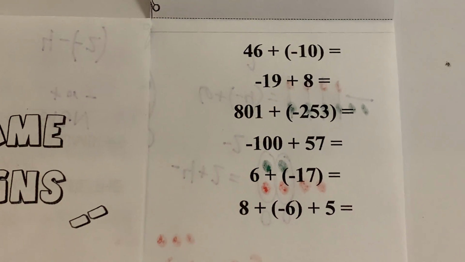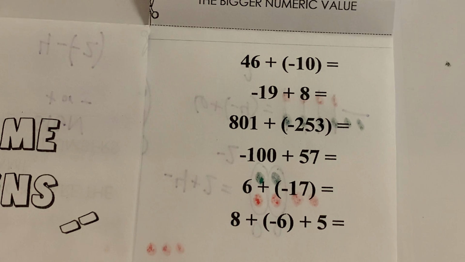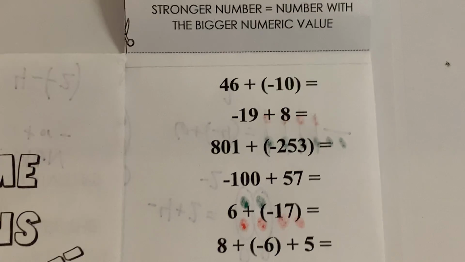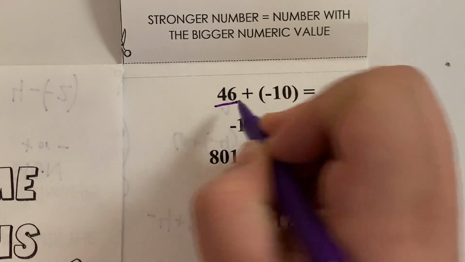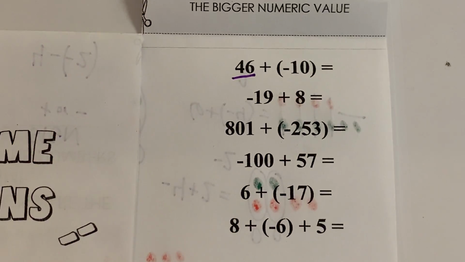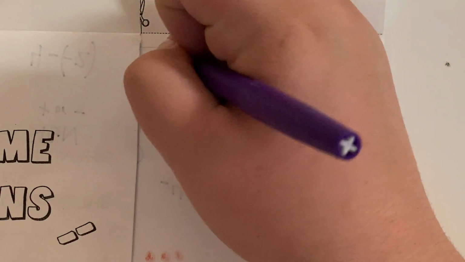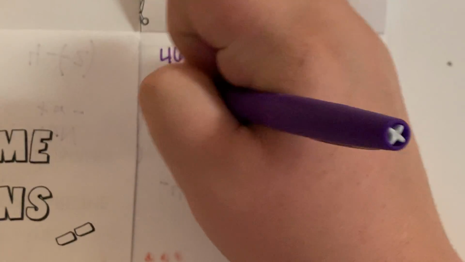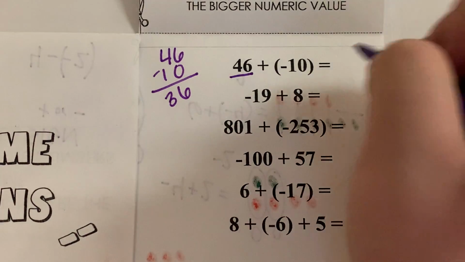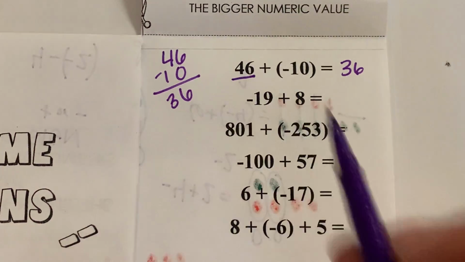46 plus -10. When we have 46 positives and we add 10 negatives to there, what's going to be left over? Positives or negatives? Positives. It would be 36 of them. So I'm going to just underline the number that's stronger. That way we know in the end our answer has to still be positive. And then we can just subtract because we have one positive and one negative. So we're going to subtract 46 minus 10 is what? 36. And we're leaving it positive because that stronger number was positive.